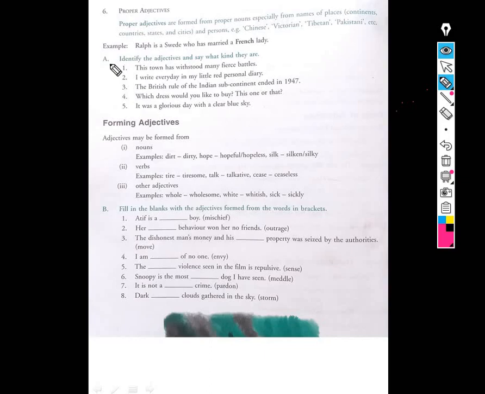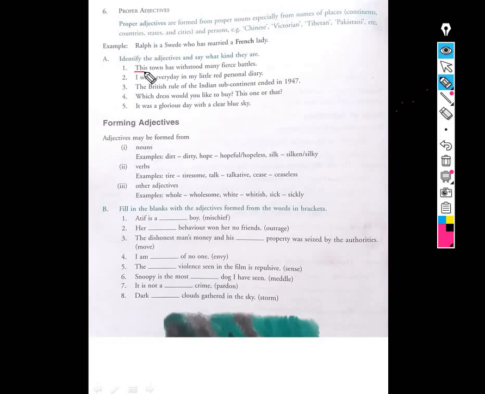Right, now this is your homework. There are two exercises. The first one is to identify the adjectives and say what kind they are. First of all, you will underline the adjectives in these examples. Then you will tell the kind of that adjective. For example, I will solve the first example. This town has withstood many fierce battles.